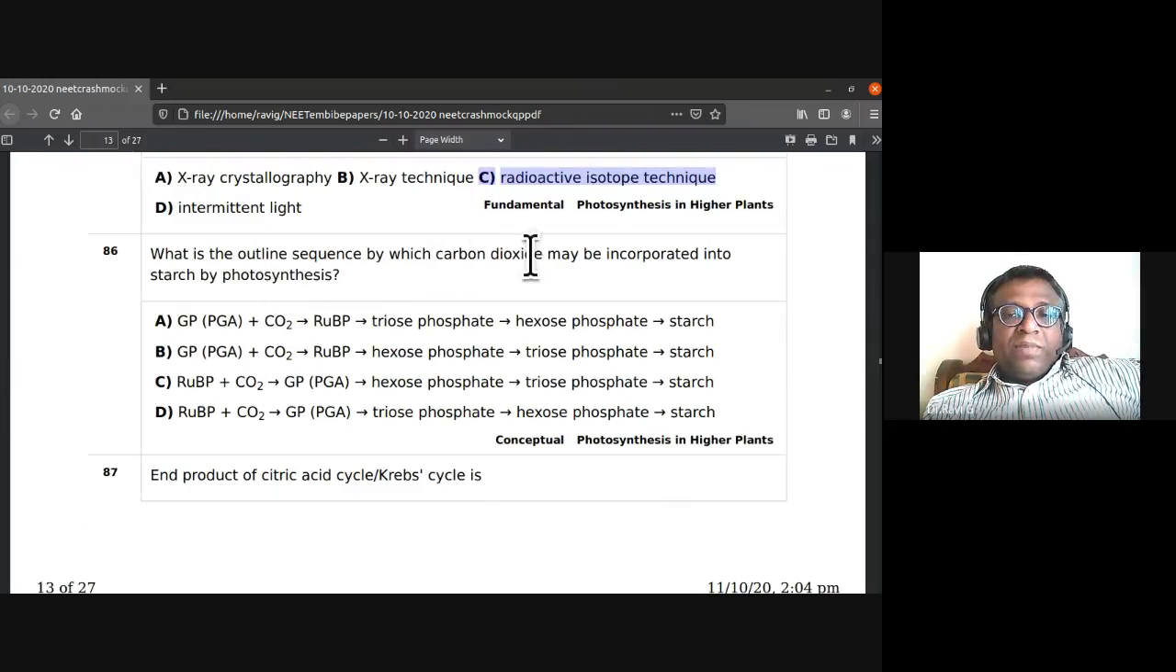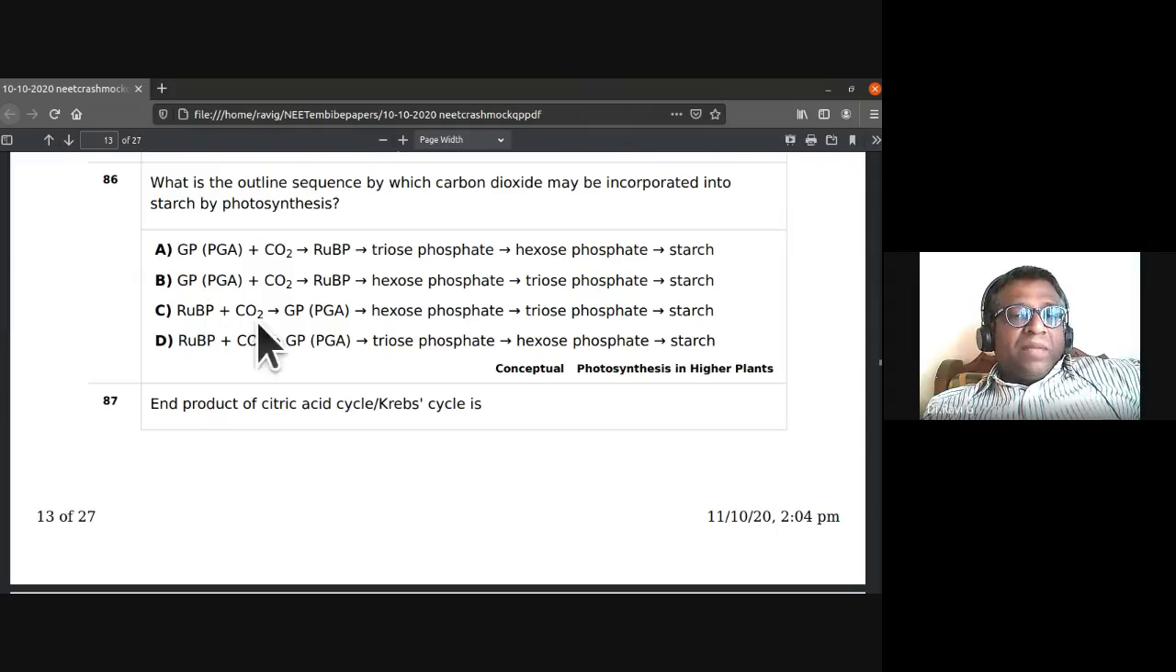What is the outline sequence by which carbon dioxide may be incorporated into starch by photosynthesis? So what is that statement? RuBP plus carbon dioxide form phosphoglyceric acid. They are then going to form hexose phosphate, triose phosphate, and starch. Or is it RuBP plus carbon dioxide, PGA, triose phosphate, hexose phosphate, starch? So D seems to be the right answer. So 86th, D is the answer. So it is in the correct sequence.